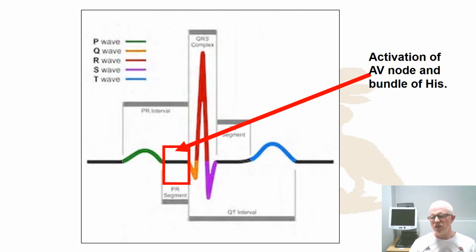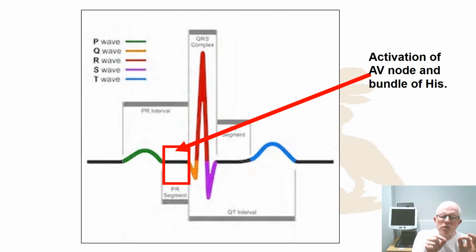So we then come into this PR segment, the gap between the decrease in the P wave and the onset of the QRS complex. In essence, this is what's referred to as the PR segment, and it's the activation of the AV node and the bundle of His. Remember, we refer to those that occur in about time point 0.4 seconds. So there's very, very little.